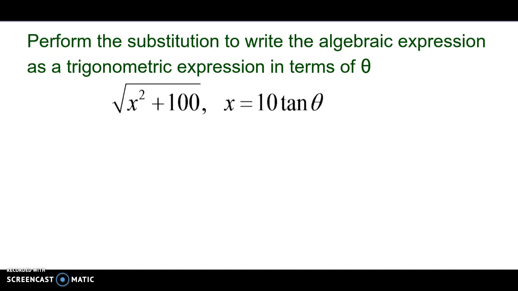Okay, a final example for this video. It says, perform the substitution to write the algebraic expression as a trig expression in terms of theta. This is not a trick question. You can do this. So the square root of x squared plus 100, we want to substitute x equals 10 tangent theta. Go ahead, try this.